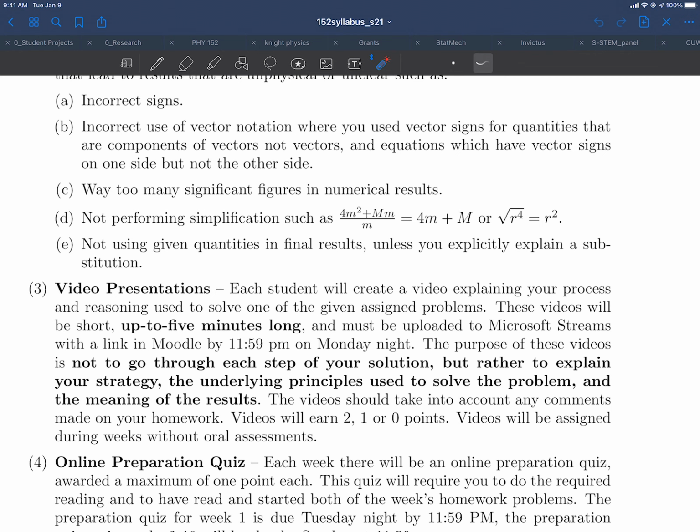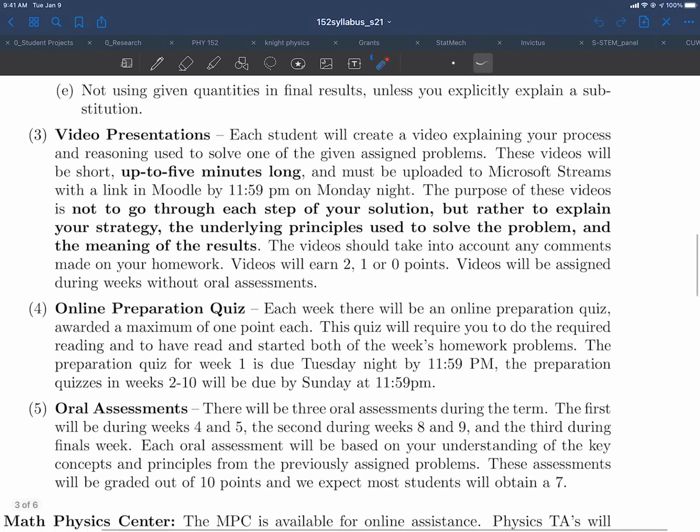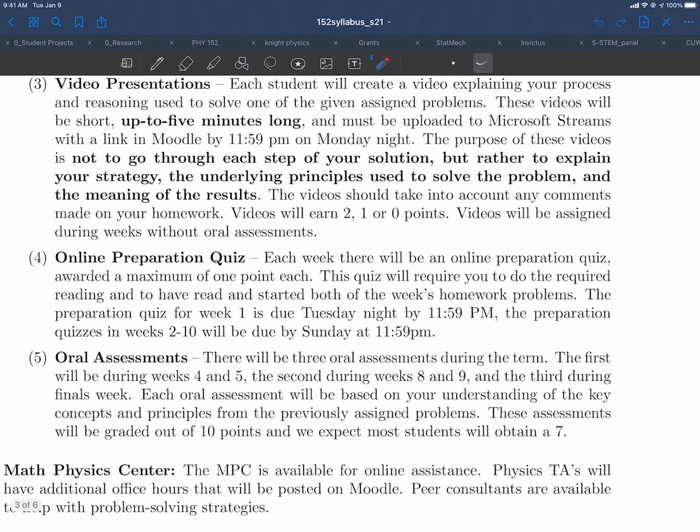You have the right to ask, what are these comments? What does this mean? Please reach out. Please ask us. We need you to take ownership of the material and what you're learning. Please talk to us. Okay. As I mentioned already, we're going to have these online preparation quizzes that are really targeted to help you be ready to do the homework problems in the course.